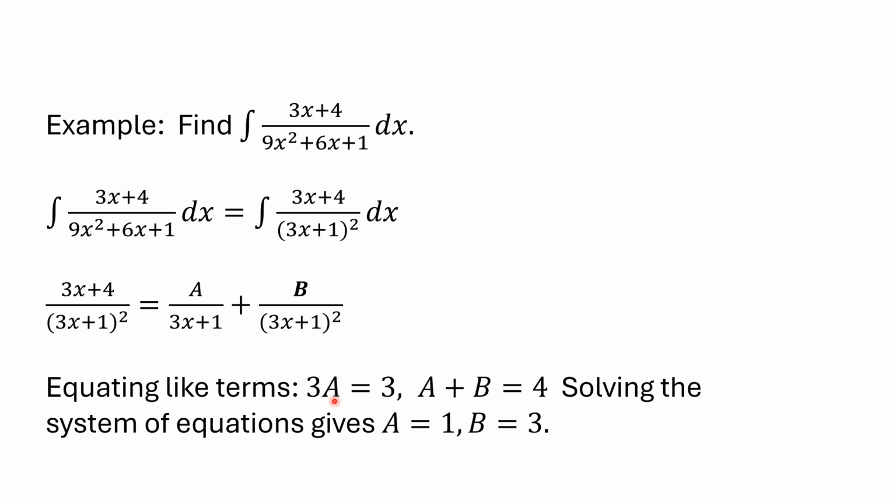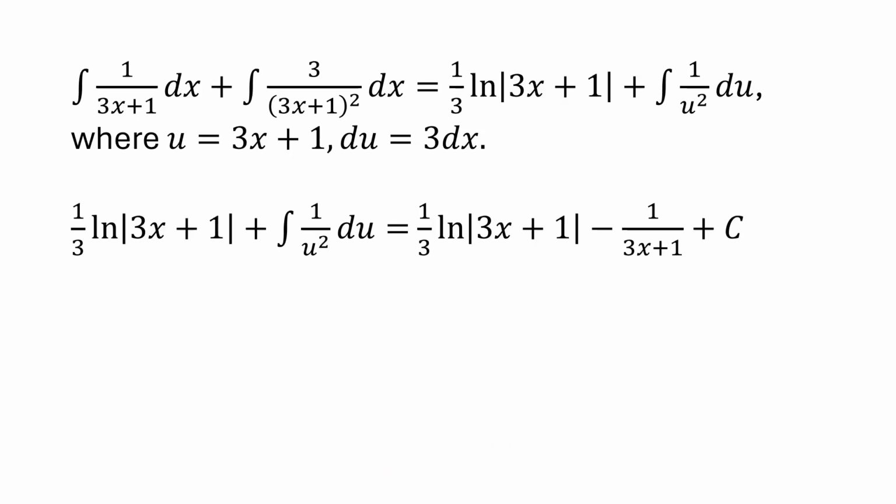So if I equate the like terms, I'm going to eventually find that a equals 1 and b equals 3. So I'm going to have the integral of 1 over 3x plus 1 plus the integral of 3 over 3x plus 1 squared.